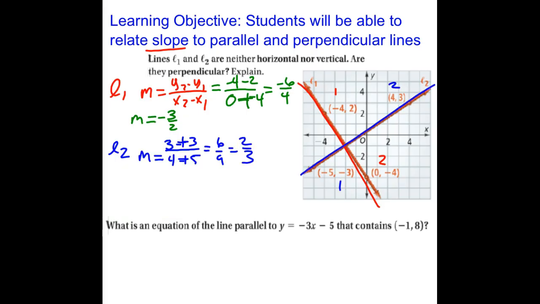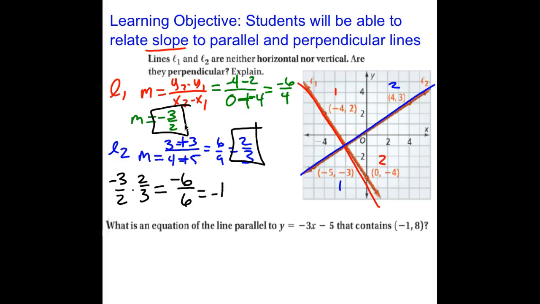Now once we get their slopes, what we want to look at are their values. You should have gotten line 2 to be 2/3 for the slope. What we look at is this slope here for line 1 and this slope here for line 2, if they're opposite reciprocals. And if they're opposite reciprocals, that means if I multiply them, I get -1. So I multiply across, I get -6 over 6. Okay, that is -1. So you'd say, yeah, they're perpendicular. The reason being, you could say the product of their slopes is -1, what we just checked.